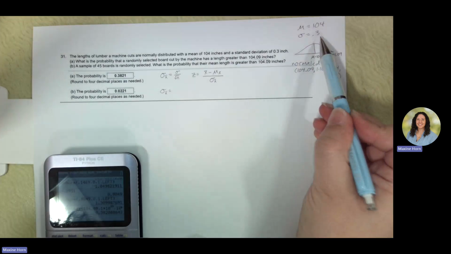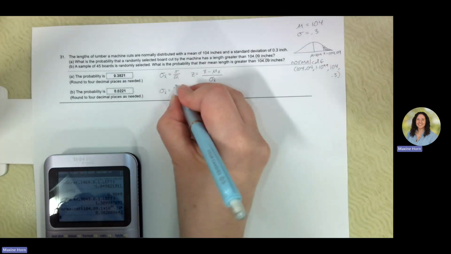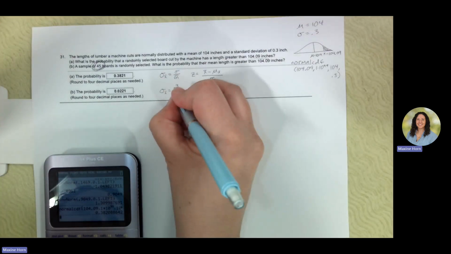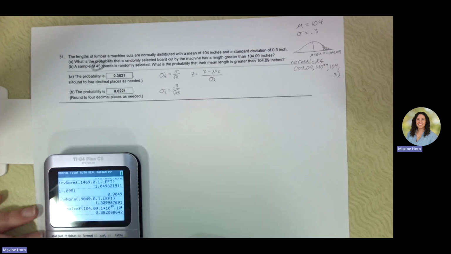So that's going to be the standard deviation we said was 0.3, okay? And the n is this 45, right? The number that we have randomly selected from the whole thing. So that's what goes over the square root of 45. So we're going to do 0.3 divided by the square root of 45. Okay, so we're getting approximately 0.0447.